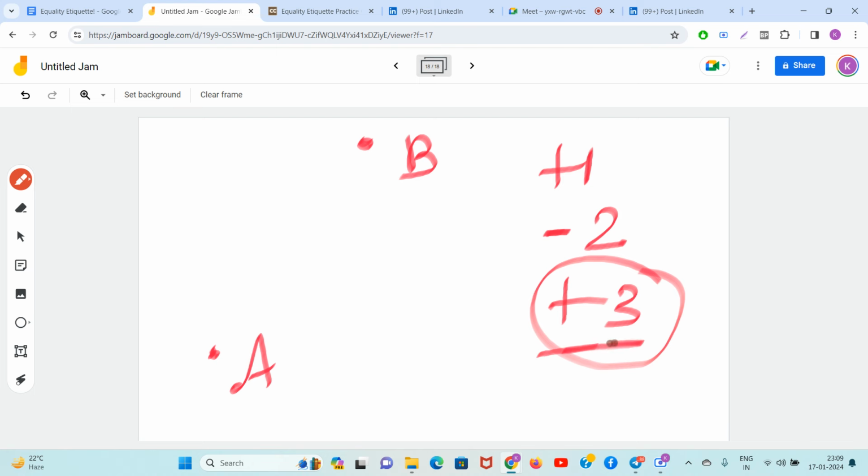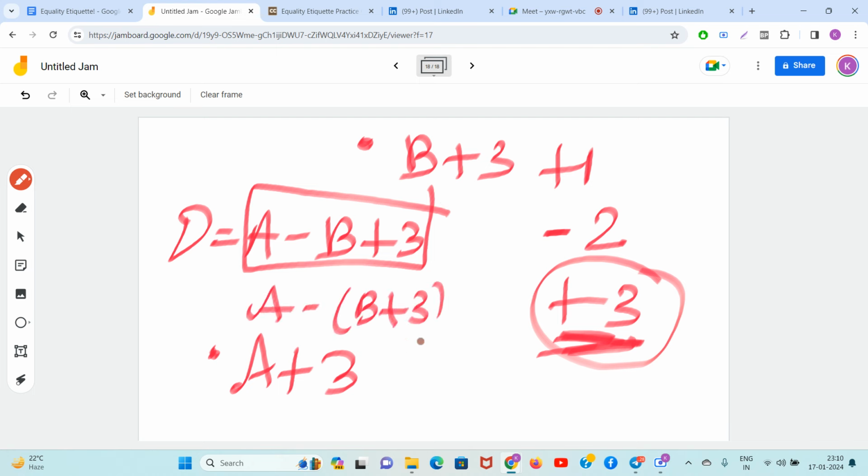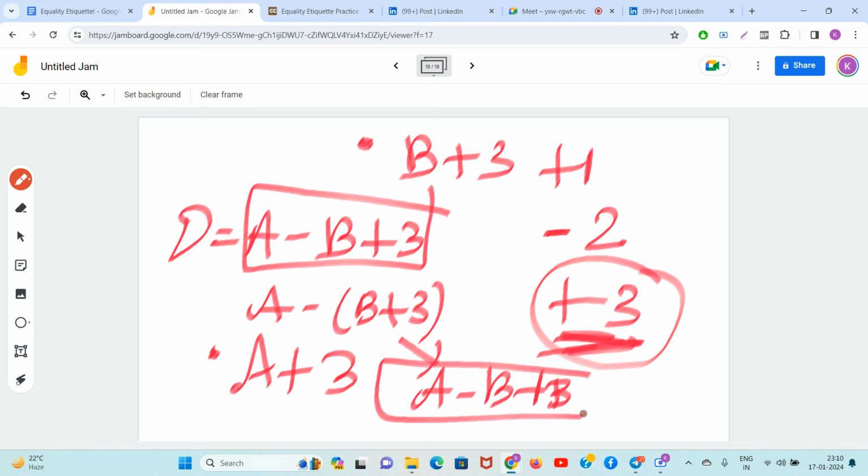What I want to show you is that even if the plus 3 is there, what is the distance, guys? What is the difference? A minus B. If I do plus 3 here, I'm only allowed to do plus 3, right? Then it will look like A minus B plus 3. But if I do plus 3 here, it will look like A minus B plus 3. Okay, looks like this.